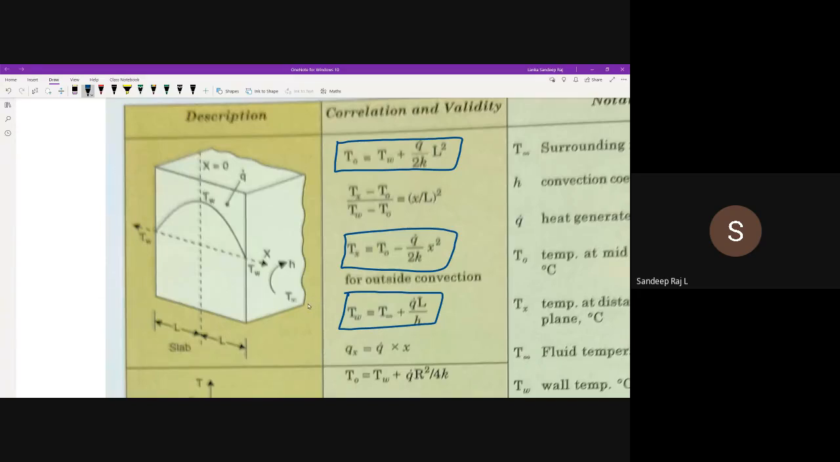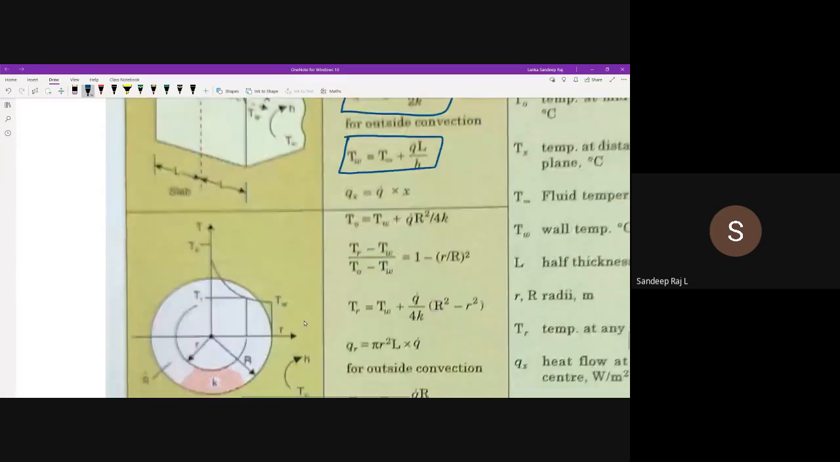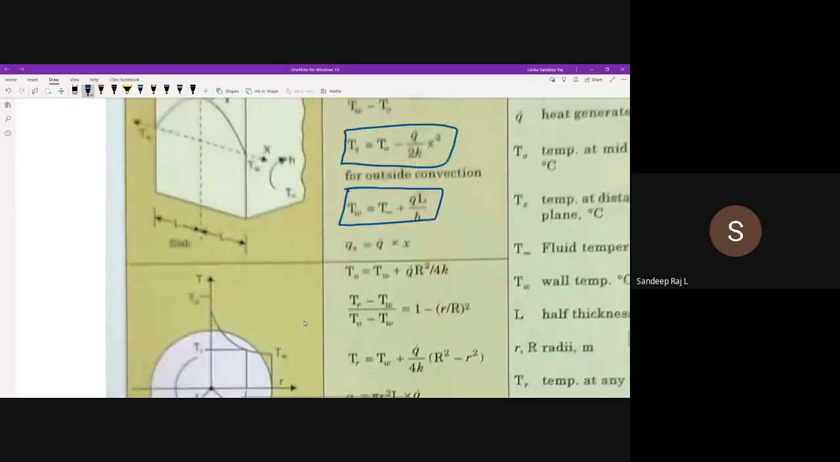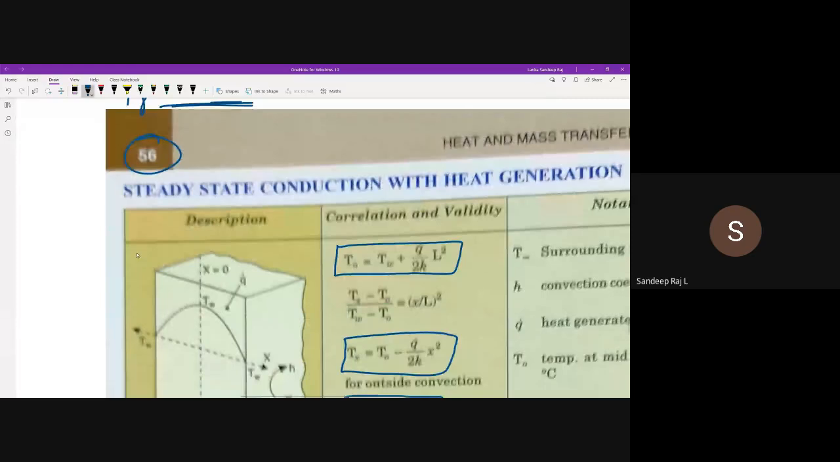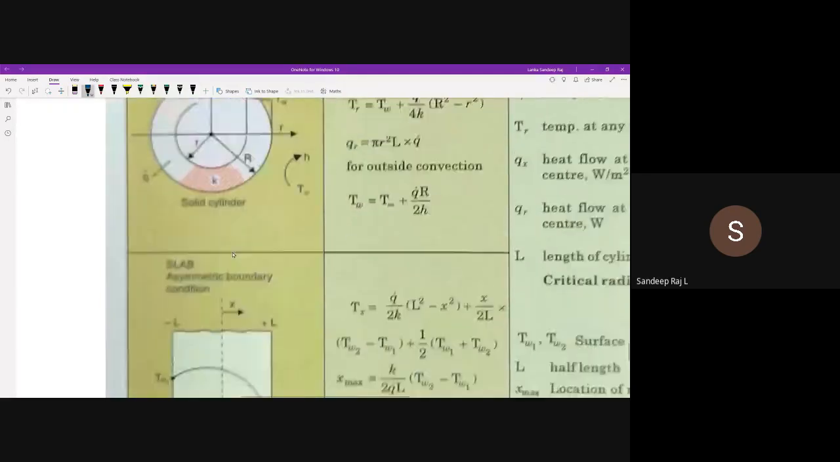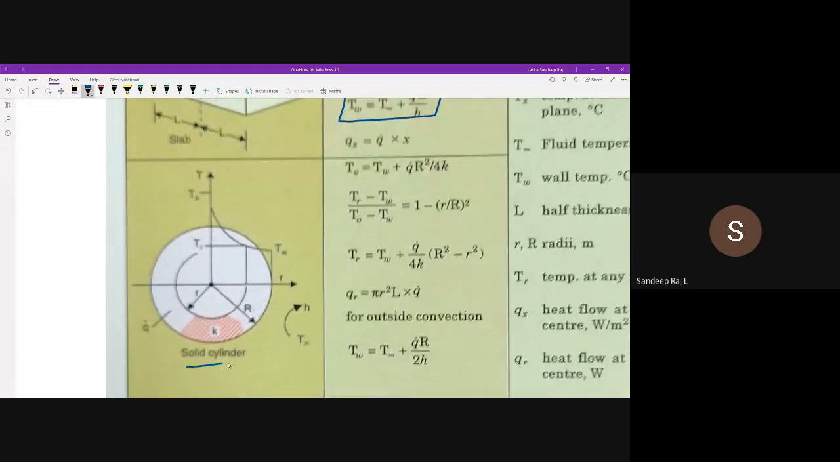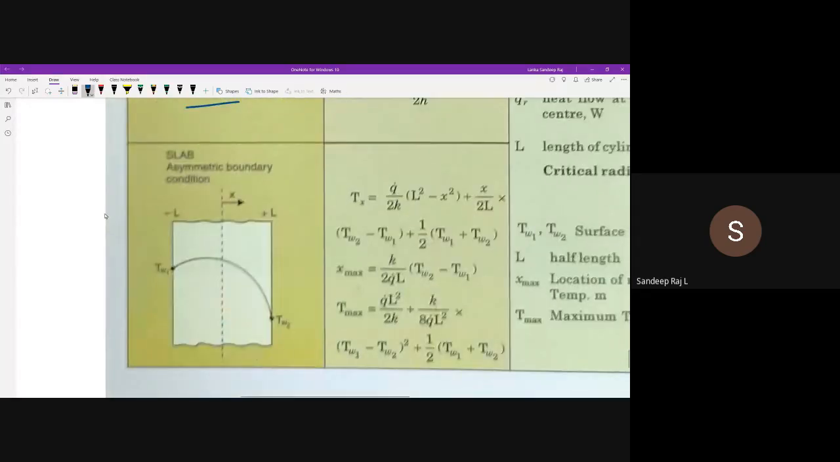The same way, today we are going to use the appropriate case here. Here the first case is the symmetry case, and the second case is the cylinder case that we will see later. But our problem is an asymmetric boundary condition. This is the case for the asymmetric boundary condition, and these are the formulas for it. So using the formulas given here, you may solve this particular problem.